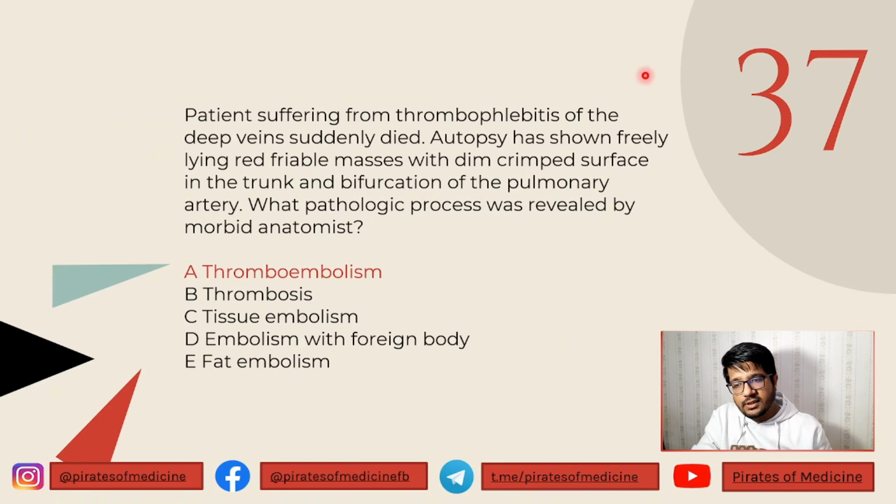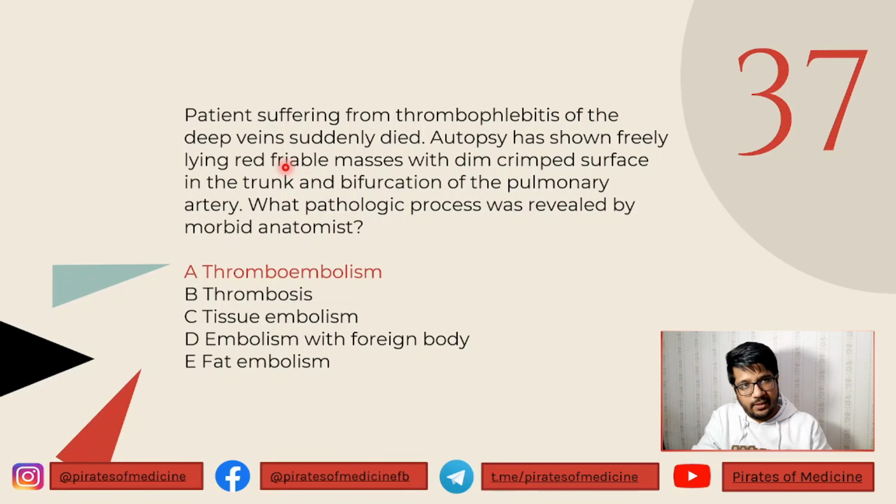37th question is that a patient suffering from thrombophlebitis of the deep vein suddenly died. Autopsy has shown freely lying red friable masses with dim crypt surface in the trunk and bifurcation of the pulmonary artery. What pathological process was revealed by the morbid anatomist? The thing is that these lying red friable masses are nothing but actually thromboemboli.